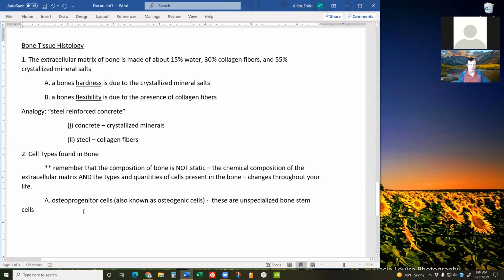Bone stem cells, which have the capacity for mitosis and have the capacity to reproduce and form new bone cells. These osteoprogenitor cells are bone stem cells, and they themselves originate from what you might remember from chapter 4, one of the embryonic connective tissue types, which is the mesenchyme. These are unspecialized bone stem cells that differentiate from the mesenchyme.